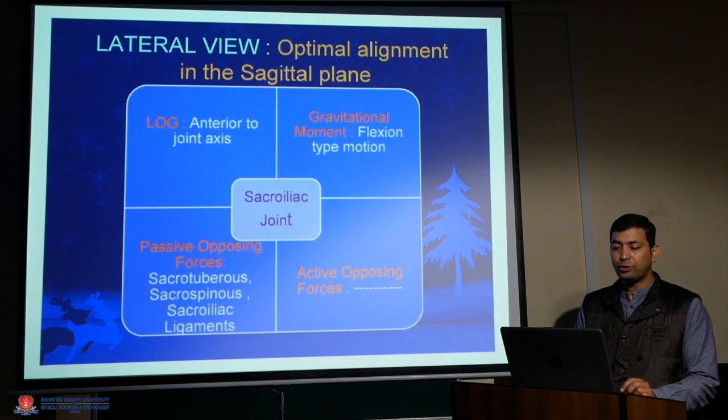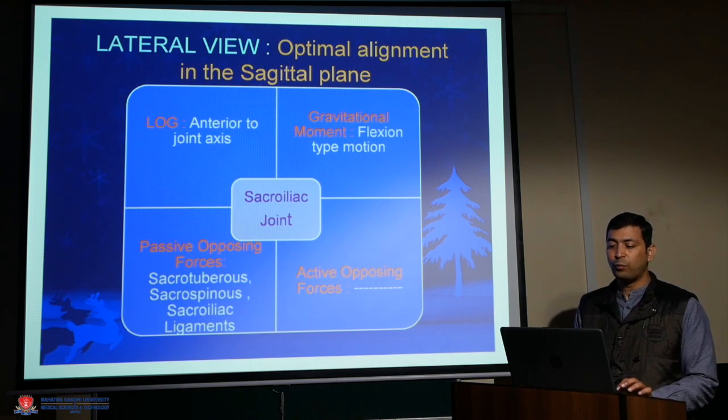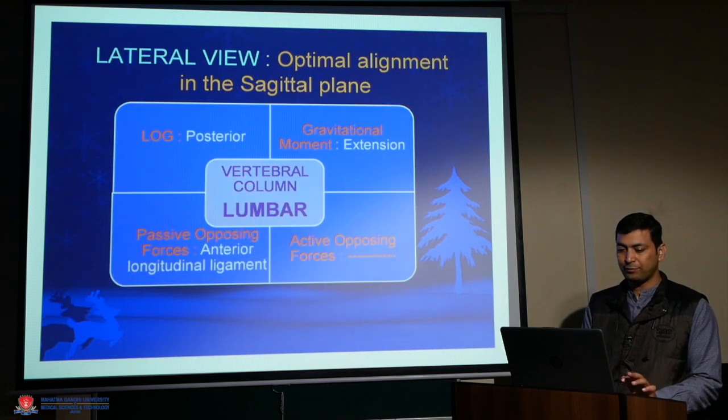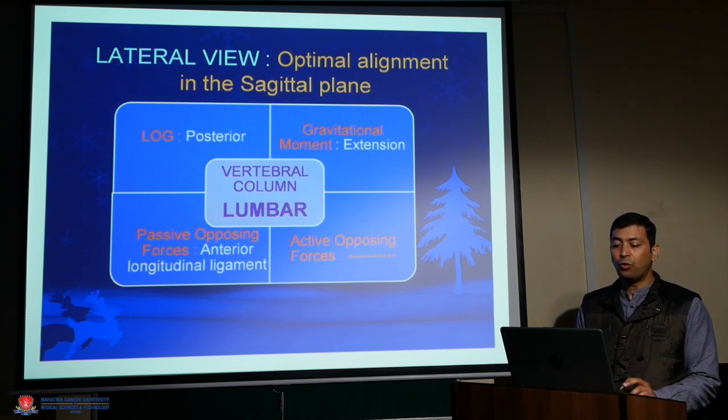You can see the sacroiliac joint, the line of gravity is anterior to the joint axis, the gravitational moment is flexion, and the passive opposing force is maintained by the sacrotuberous, sacrospinous and sacroiliac ligaments. Lateral view of the vertebral column at lumbar: the line of gravity passes just posterior to the lumbar vertebra. The gravitational moment is extension. The passive opposing force is the anterior longitudinal ligament, and there are active opposing forces.